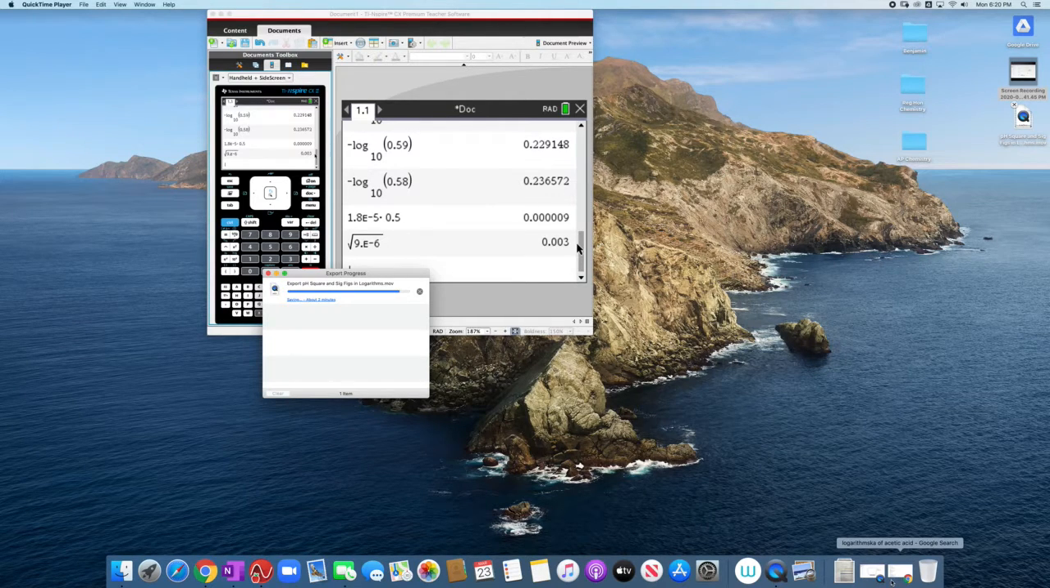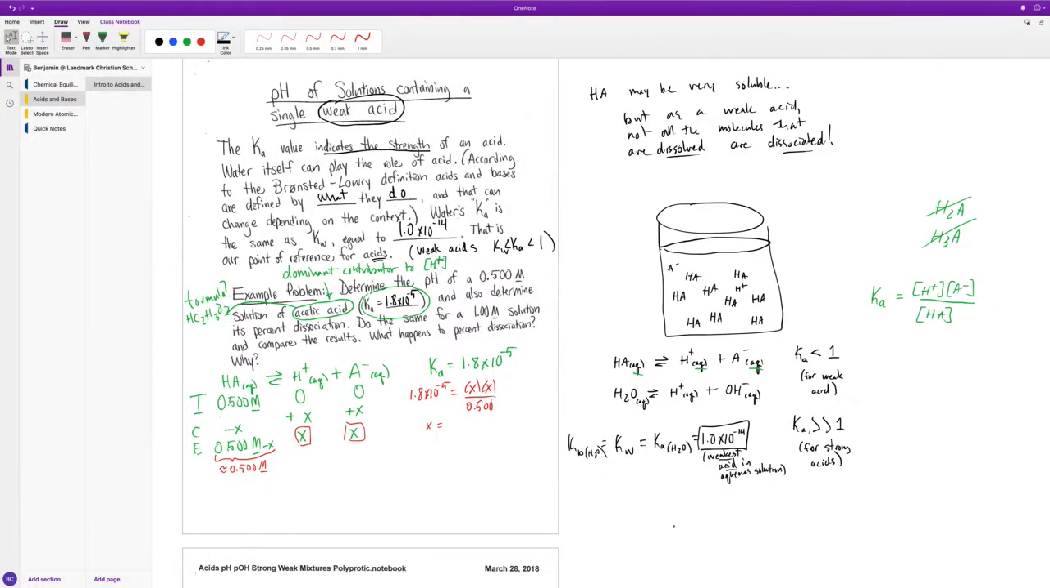0.003. Back to my OneNote. We found that x equals 0.003. Okay, well that's not super tiny. It's not negligible in a sense. 0.003 with 2 significant figures. Okay, now does it matter?